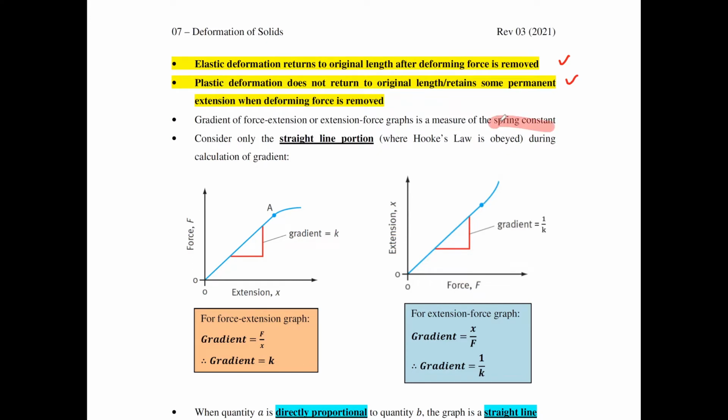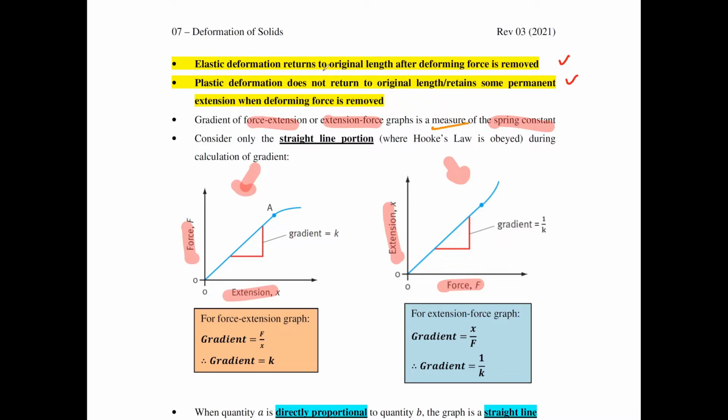Okay, right. Now, the force extension graph will actually give you your spring constant. It's a measure of your spring constant. Okay, but you need to be careful a bit whether it's a force extension graph or extension force graph, because the gradient will actually tell you something else for the spring constant. What do I mean by that is if you just look at this one, there are two different graphs here, force extension and extension force. Now the gradient is a measure of the spring constant.